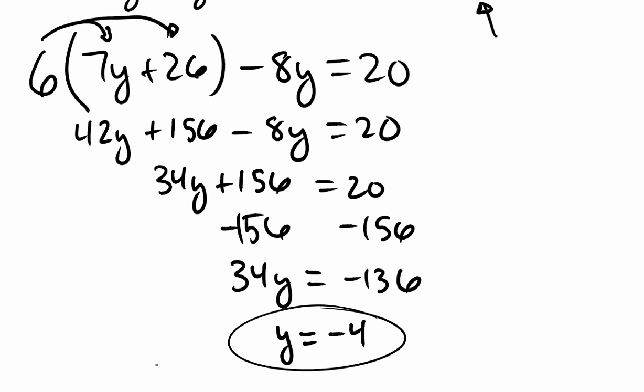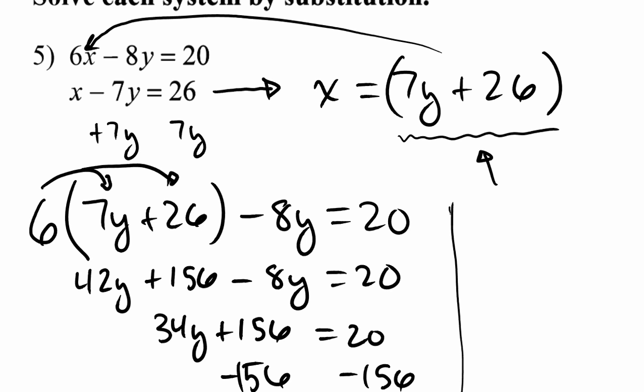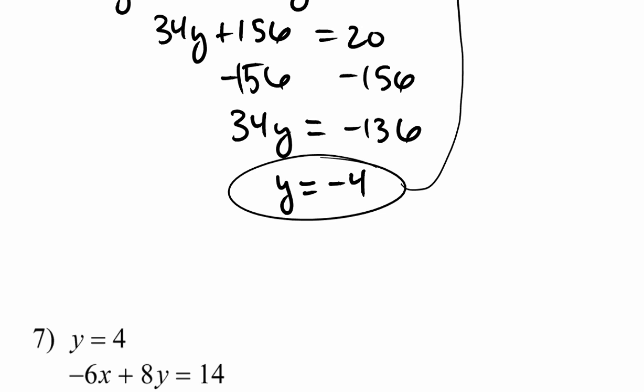The question still is, because I'm trying to find an xy pair that makes both equations true simultaneously, what I'm going to do is take this value of y and substitute it way back up to the very beginning. Because if you notice, I had this expression that says x is equal to 7y plus 26. So 7y plus 26 is what x is. And I'm going to plug in the y that I have.